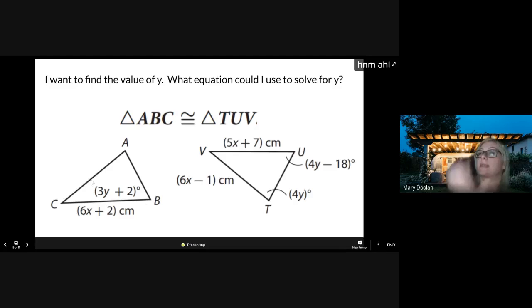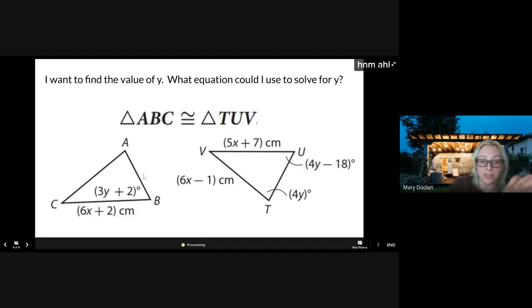It's also true about the side lengths. So you want to think about the same order when you're trying to pair the stuff up. AB, that side length, is going to be congruent to side length TU. So AB, TU. BC, UV. Okay, and then there's the third one, which is AC, TV.